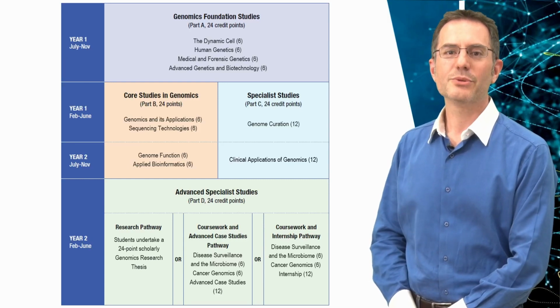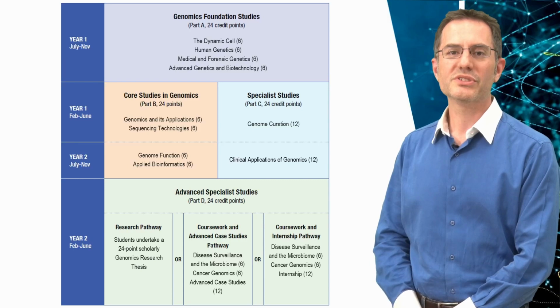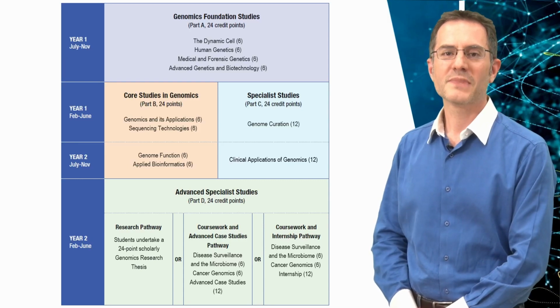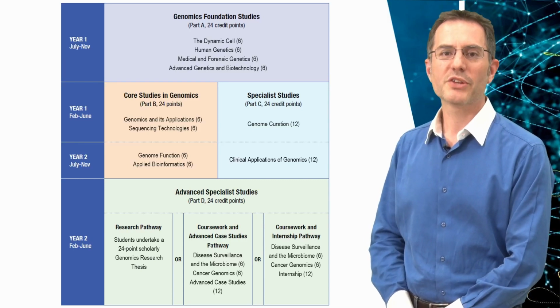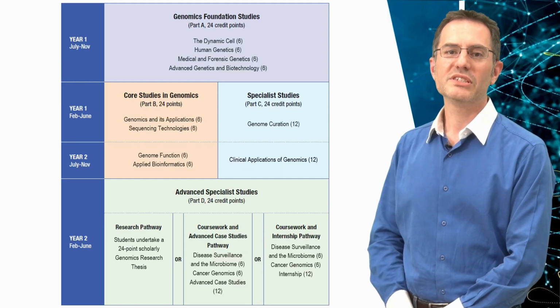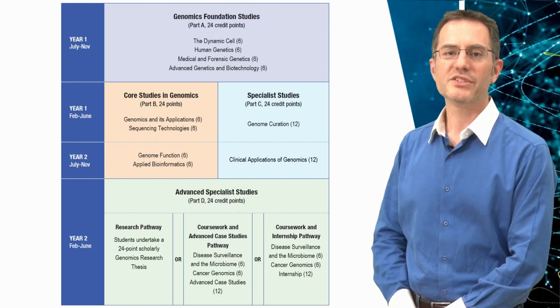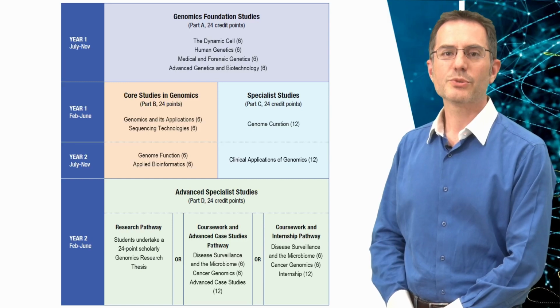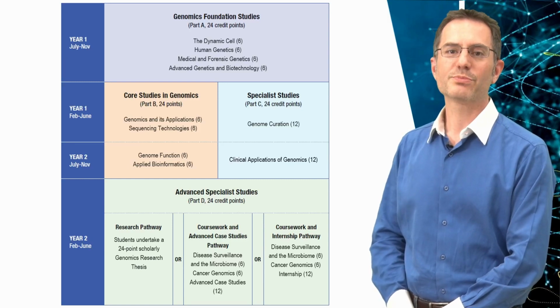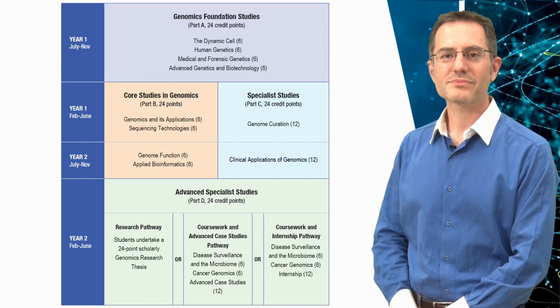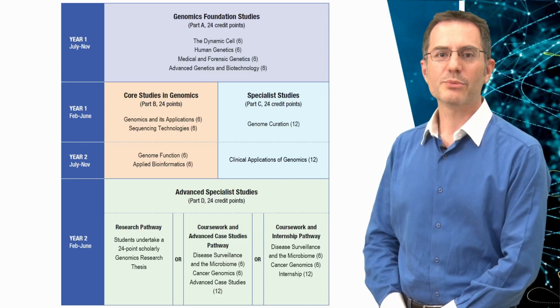In the final semester, you undertake Part D, and this is where you have a choice of pathways you can undertake. The first pathway is a research pathway, where if you're more interested in research or would like to use this as a pathway to a PhD, you can undertake a 24-point semester-long research project in the area of genomics. The other two pathways have some overlap.